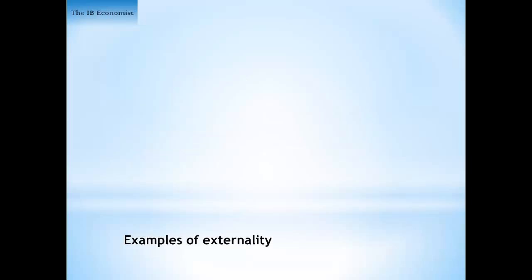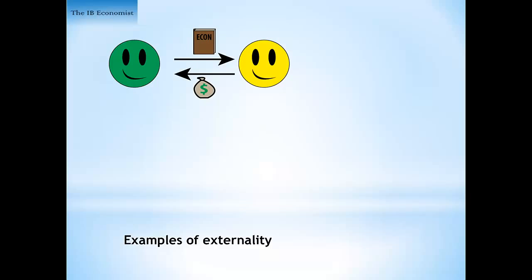Okay, let's have a look at some simple examples of externalities. Now, in this first example, imagine that we have two people, Mr. Green and Mr. Yellow. Consider that Mr. Green sells an economics textbook to Mr. Yellow, who in return pays a lump sum of money to Mr. Green. Now, in this situation, both Mr. Green and Mr. Yellow are happy because Mr. Yellow receives what he wanted for his money. He pays exactly the amount which he wanted to pay for that economics textbook, and Mr. Green is happy because he sold the textbook for the right price, which he was willing to accept. These are our first and second party.